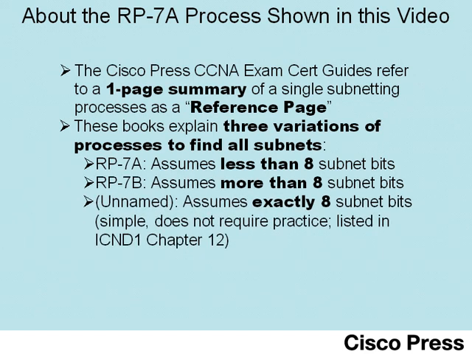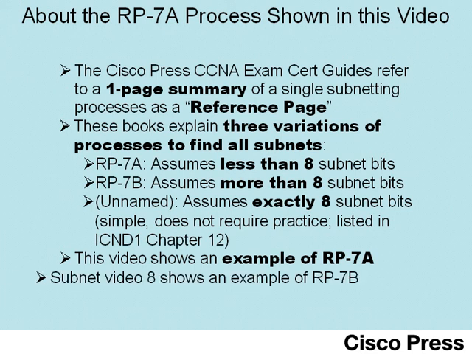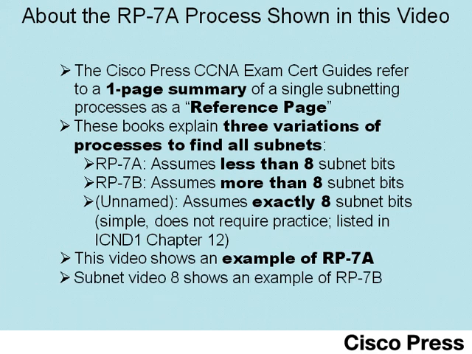There's even a third process described in the books that we didn't bother to name that assumes exactly 8 subnet bits. This video shows an example of how to use reference page 7a's process, whereas subnet video 8 shows an example of how to use process RP7b.